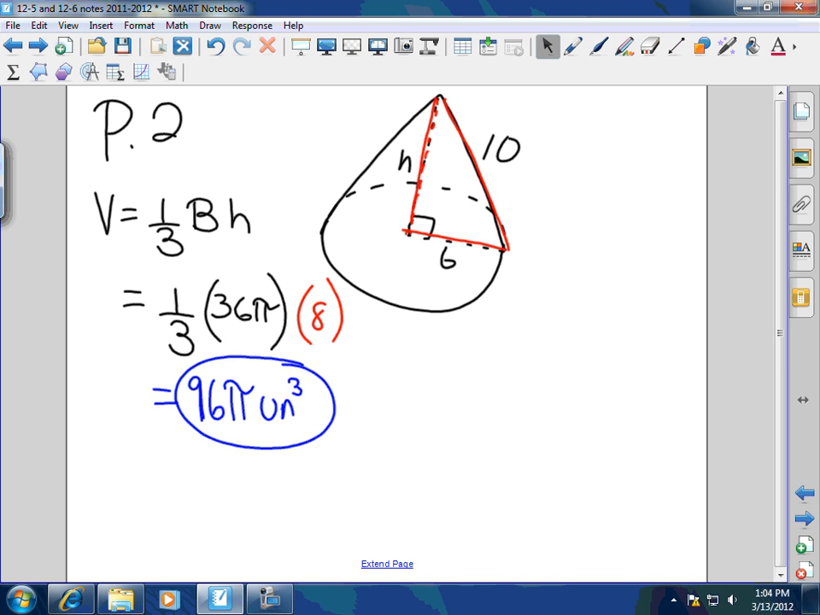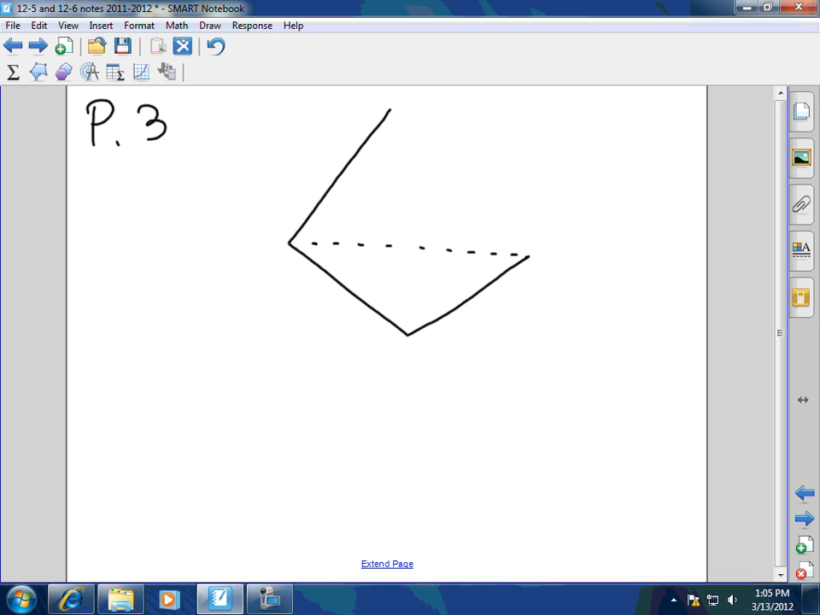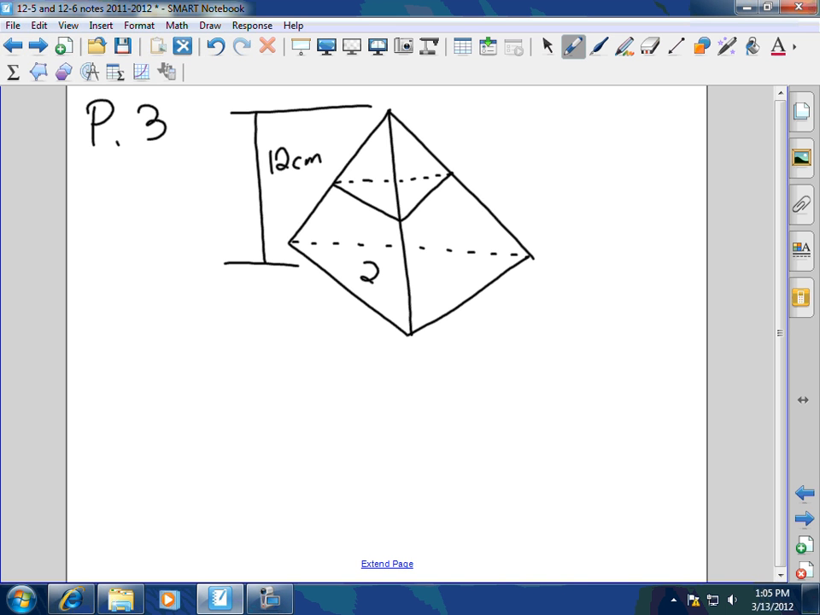Okay. So for problem 3. Bear with my drawing here as well, please. In the book, it's a much, much better drawing. But I think I have a decent chance of doing this one okay. Actually, that one came out pretty decent. They tell me that the height is 12 centimeters. And they tell me that the base area is 24 centimeters squared. We have two things to find here.